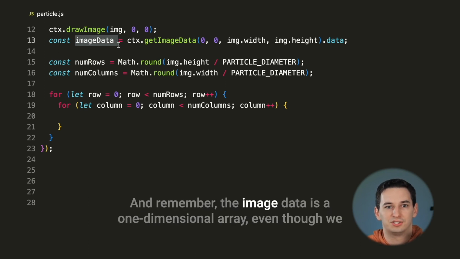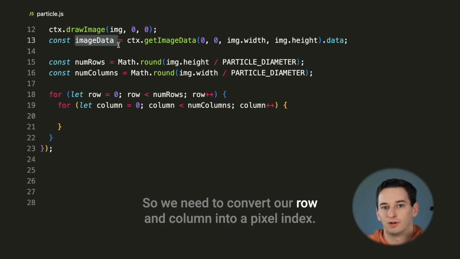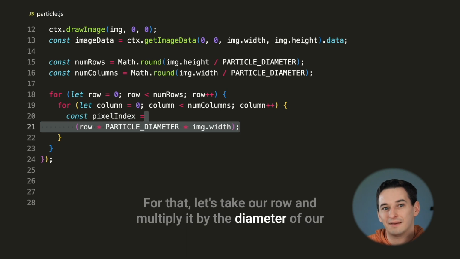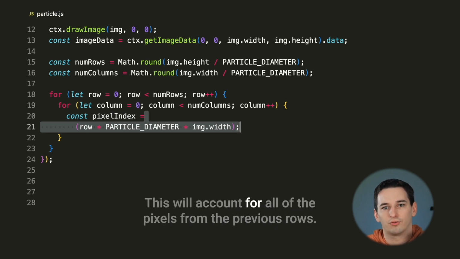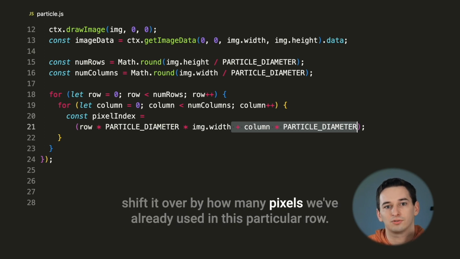And remember, the image data is a one-dimensional array, even though we are creating a 2D grid for the image. So we need to convert our row and column into a pixel index. For that, let's take our row and multiply it by the diameter of our particle and by the image width. This will account for all of the pixels from the previous rows. Then we can add to that the column multiplied by the particle diameter to shift it over by how many pixels we've already used in this particular row.